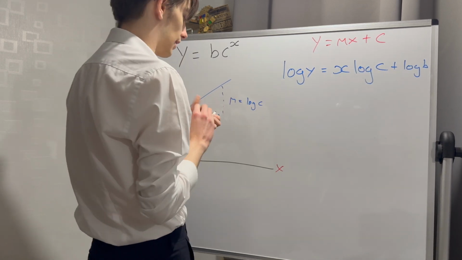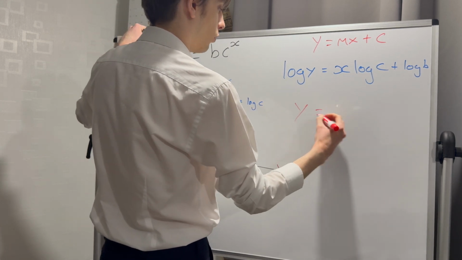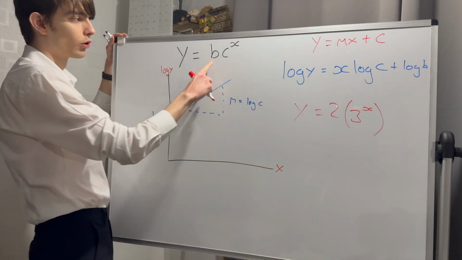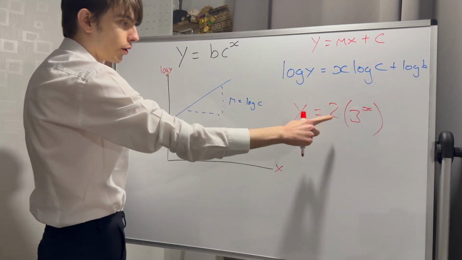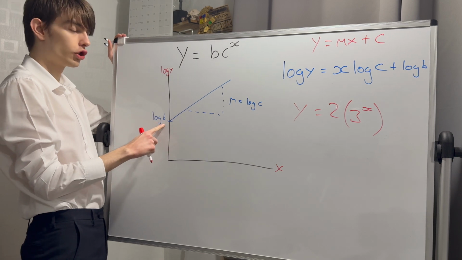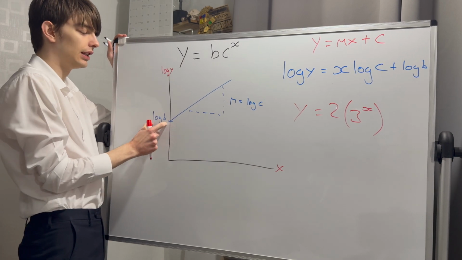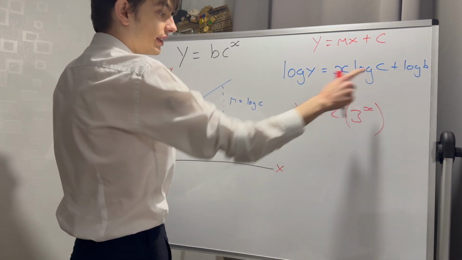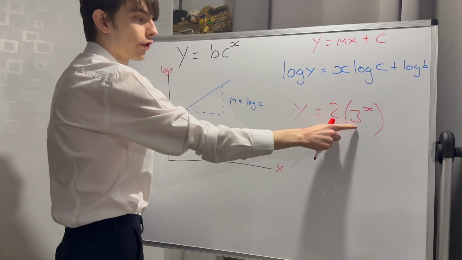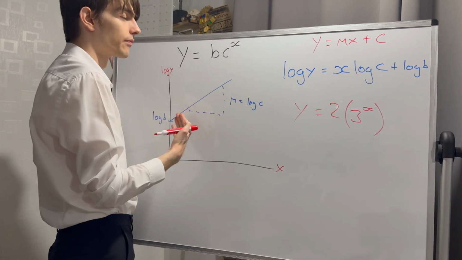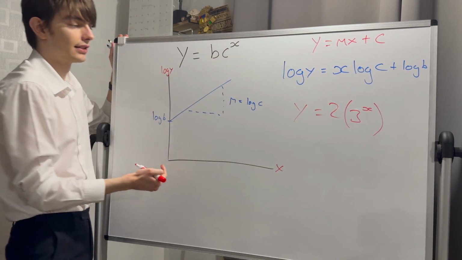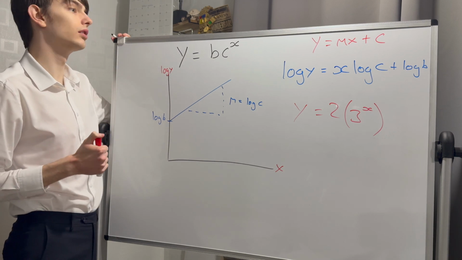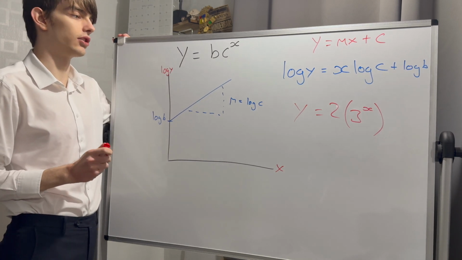So again, if I had an equation that was y equals 2 times 3 to the x, well, 2 is b, so I know that my y-intercept is going to be log 2. So if you type log 2 into your calculator, it gives you the y-intercept. 3 is c. Log of c is my gradient. So if I typed log of 3 into my calculator, I would get my gradient. And then finally, x is just x, and that is plotted along the x-axis. So this is how you turn really annoying curved graphs into nice, easy to use straight ones.